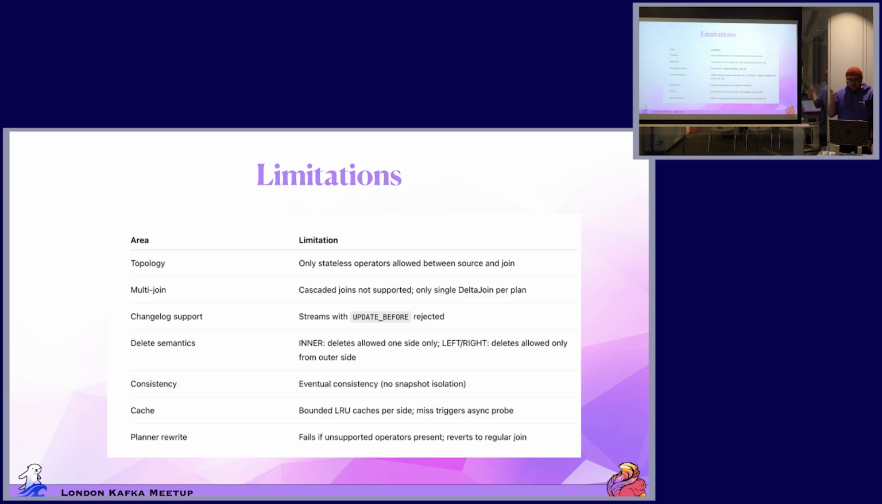Then cache. So you need cache, and you need to adjust your cache depending on your workload, how big these caches should be. And a miss triggers an async probe. So if you don't have the data in your caches, then you need to go to Fluss and presumably to the tiered segments, and it will be a little bit slower. That may be a problem or not, depending on your workload. And planner fallback. As I said, if something is not supported right now, the planner silently, with a warning, tells you, okay, it's not supported. It would be just a regular join.